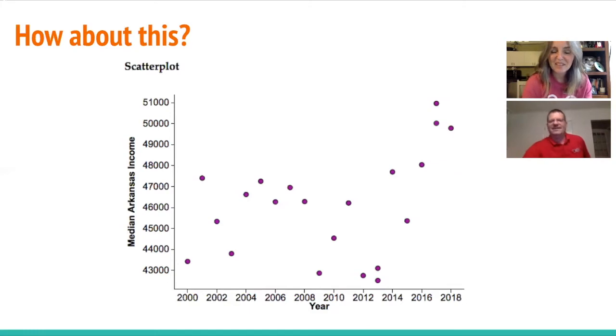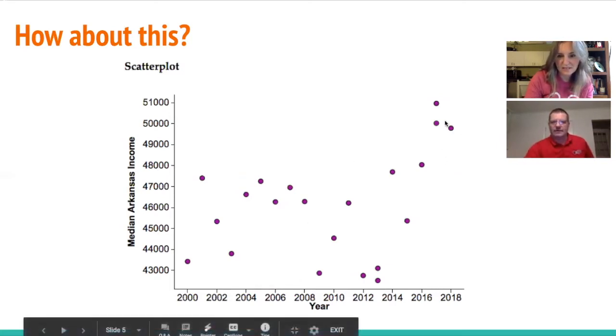So one of the things that we do want to make sure we look for when we're looking at a scatter plot is, is there a pattern? What do you think? I do kind of think that there's maybe a little bit of a trend that the income is going up over time, but it does seem like it's kind of erratic and there's some dips here.